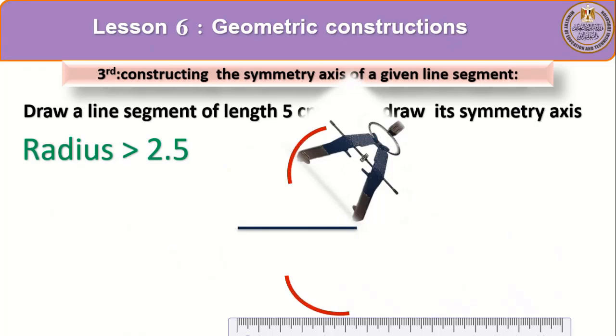Up and down, we can draw the first arc up and draw the second one down. After that, we use the compass at the second point, the ending point, with the same radius. This is something more important.